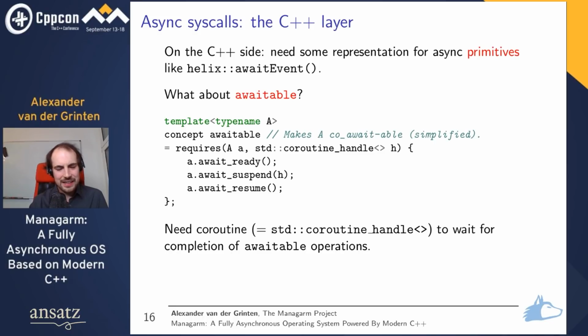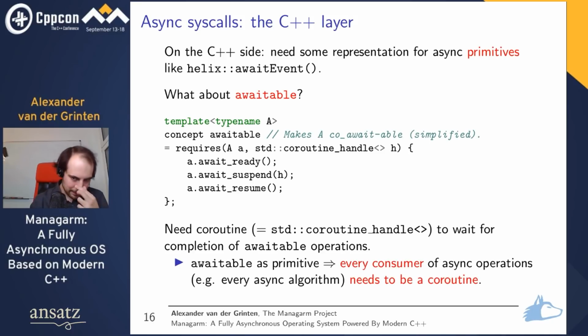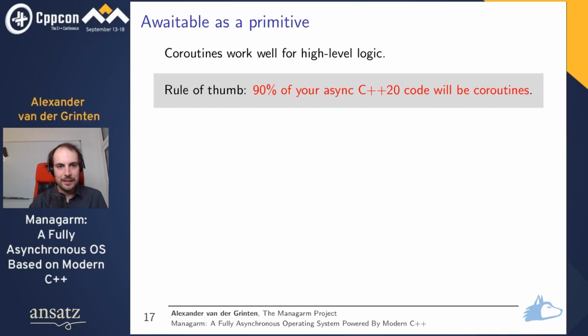And yeah, let's see if that is an issue or not. But in any case, it means that every consumer of async operations needs to be a coroutine. And yeah, we'll see why this is an issue.